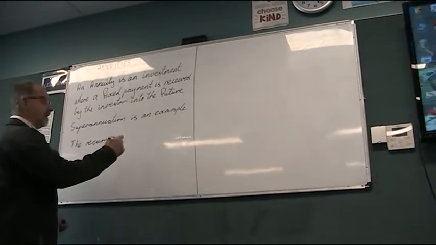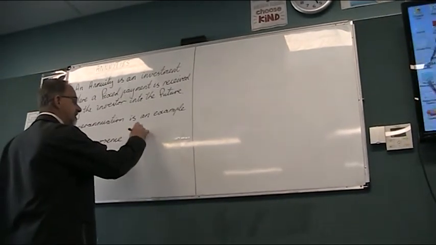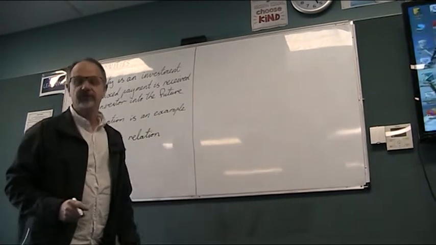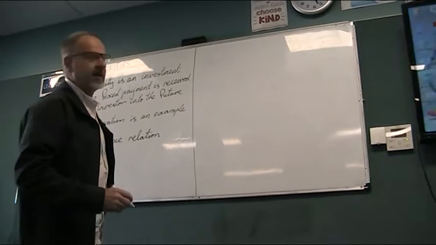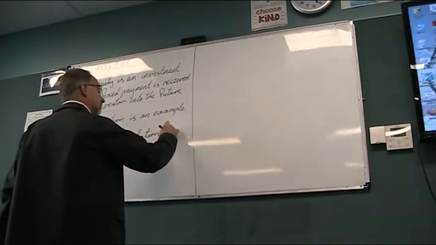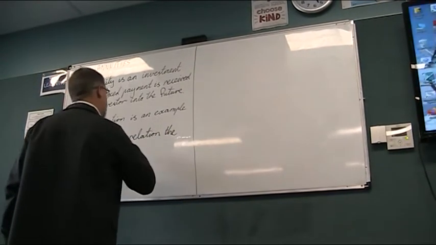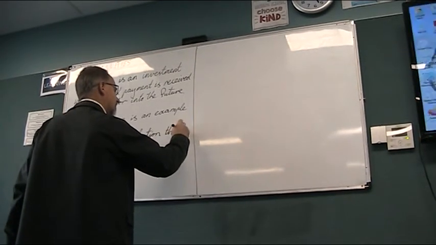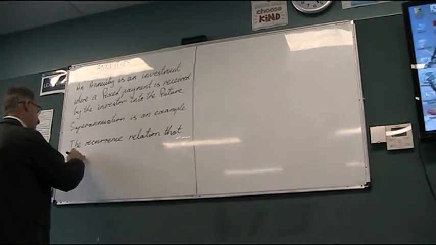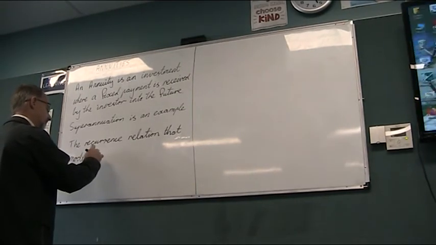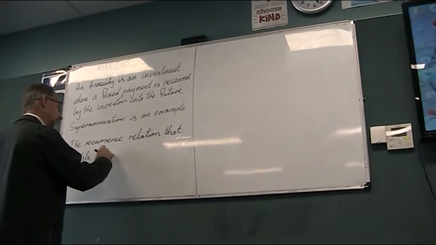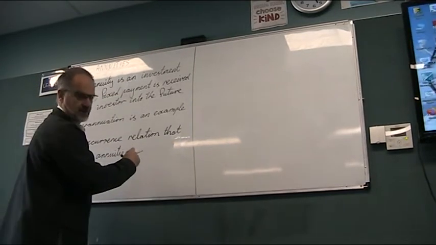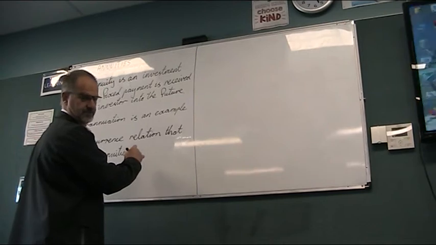No biggie. All right, so the recurrence relation that relates to annuities, that models annuities, is the following.